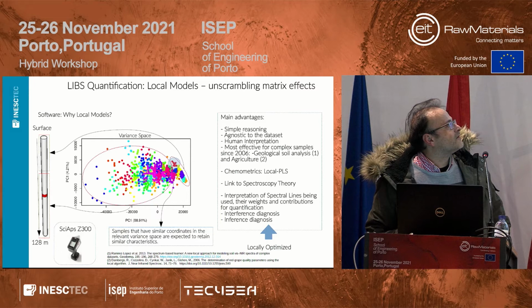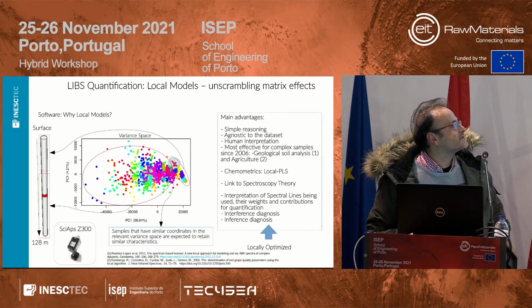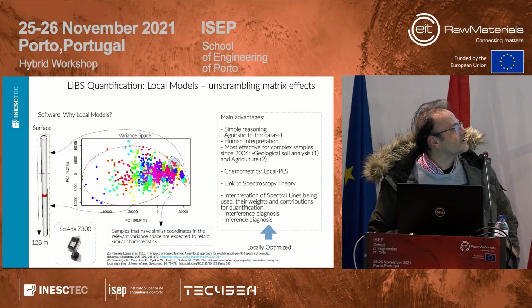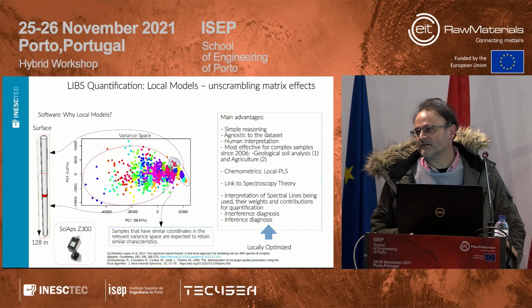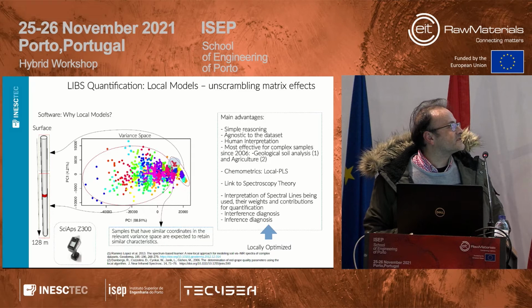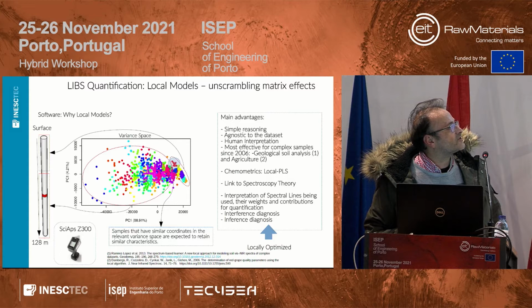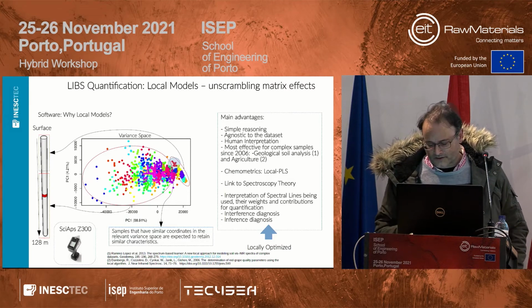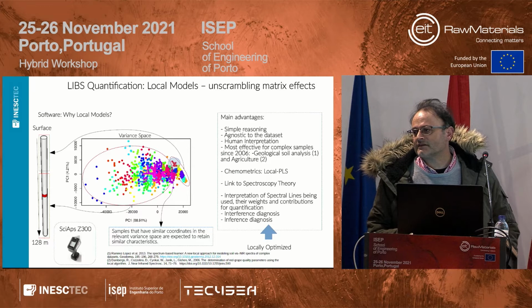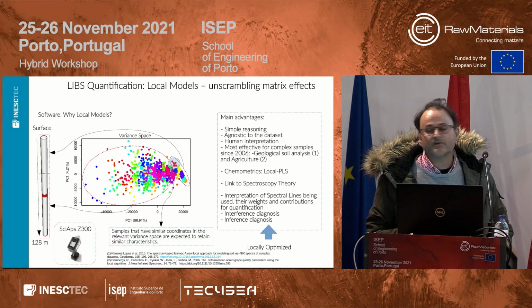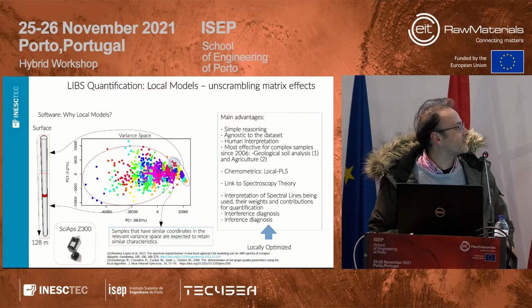And somehow it has been one of the most effective ways of quantifying from spectra data since 2006. So there is a gap: although many methods have appeared since 2006, this method has been, in complex samples, one of the best methods to work out. And this also has links to the spectroscopy theory, at least because we can understand that there is a direct relationship between concentration and the intensity of spectral lines.